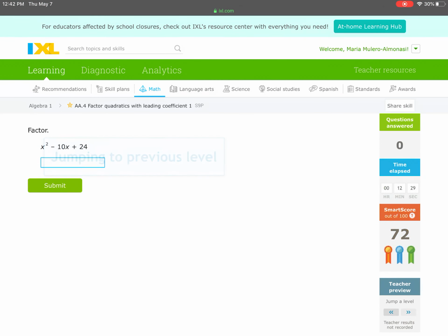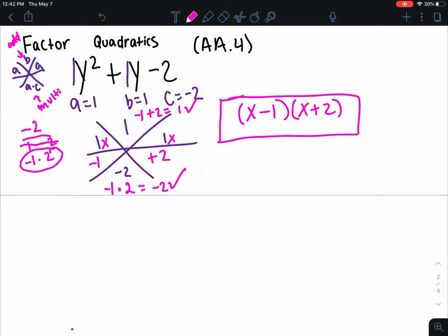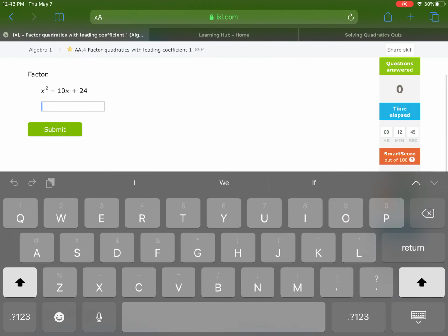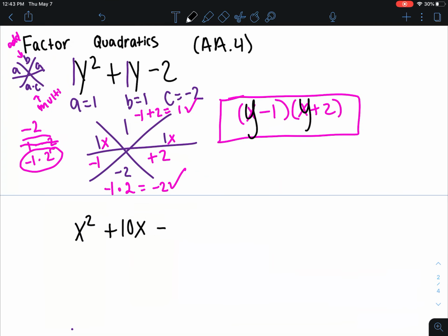Let's do another example. X squared minus 10x plus 24. Sorry, if they have y's, make sure you put y's. So x squared minus 10x plus 24.